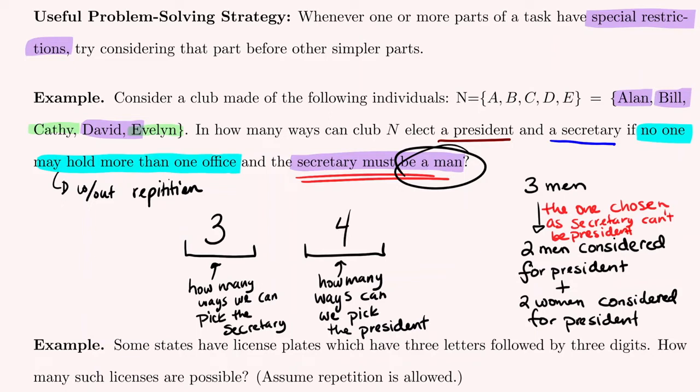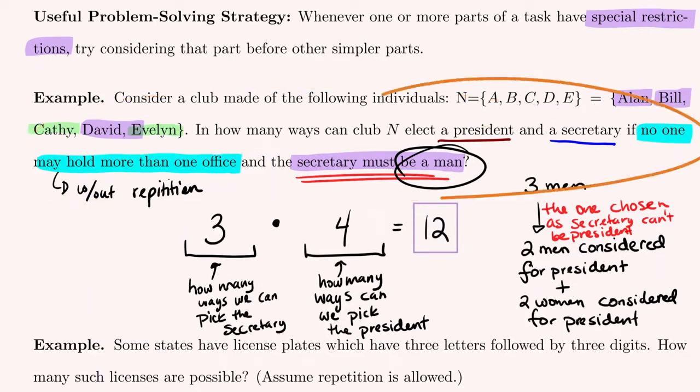Now, this process, they said pick a president, pick a secretary. We have outlined how many ways you could pick a secretary based on the restrictions of the problem. We've outlined how many ways we could pick a president based on the restrictions of the problem. And we know if you can figure out how many ways each individual step occurs, then you can figure out the total number of ways this could occur by multiplying the individual steps' number of ways together, and that will give you the overall total number of ways this could occur. So there are 12 ways based on this club membership and these restrictions that we could pick a president and a secretary.